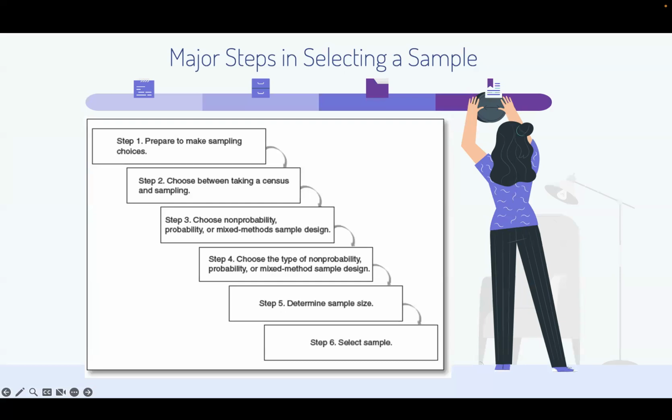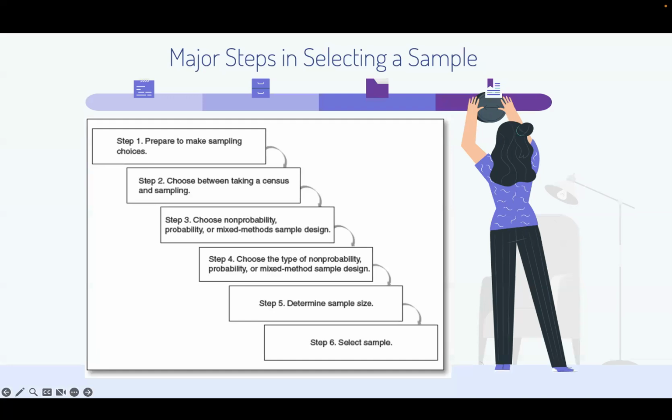Step two is to choose between taking a census and sampling. The second step involves choosing between selecting the entire target population, for example, taking a census, or selecting a subset of the target population, which is called sampling. In making this choice, it's important that one has a good understanding of the difference between random sampling error and systematic error. Step three is to choose between non-probability, probability, or mixed method sample designs.